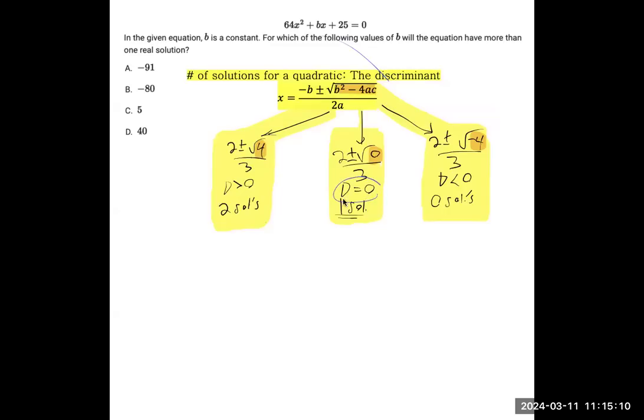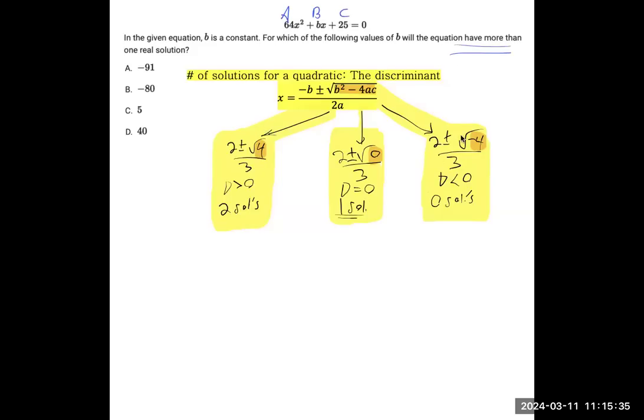If it's 0, one solution. And if it's negative, no solutions. That's because if you had a positive number, you'd be adding and subtracting, getting two answers. If you had 0, you wouldn't be adding or subtracting anything. And if you had negative, that's not allowed, a negative under a radical. So here, the A, B, and C are 64, B, and 25.